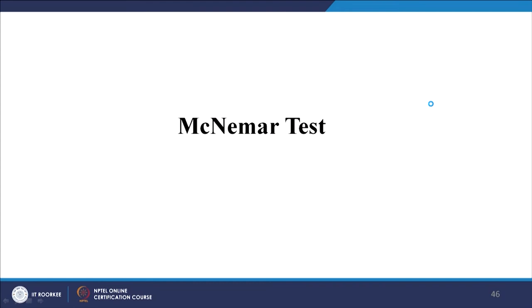Now, we come to another test called the McNemar test. The McNemar test is a very interesting test. It is very similar to the chi square test because it follows a chi square distribution, but the only thing is this McNemar test is a 2x2 structure.